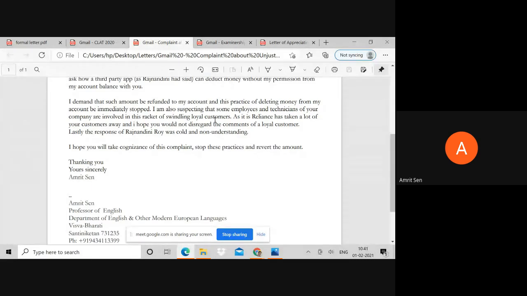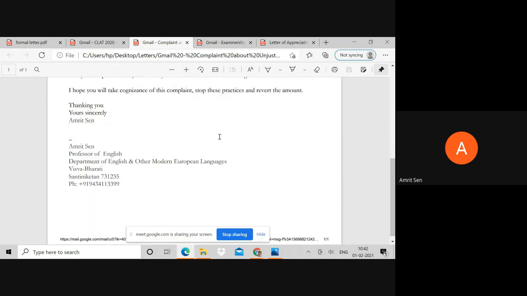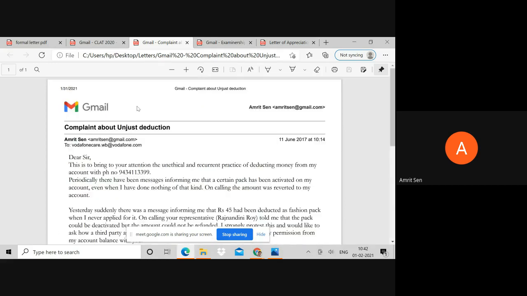I demand that such amount be refunded to my account, and this practice of deleting money from my account be immediately stopped, right? And I finally want to complain about the behavior of the employee, lastly, that the response of Rajnandini Roy was cold and non-understanding. And then I write a concluding line also. This has to be written, right? I hope you will take cognizance of this complaint, stop these practices and revert the amount. And then I sign off by saying, thanking you, yours sincerely, right?